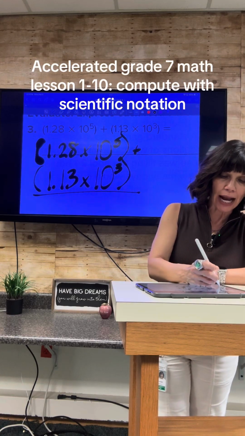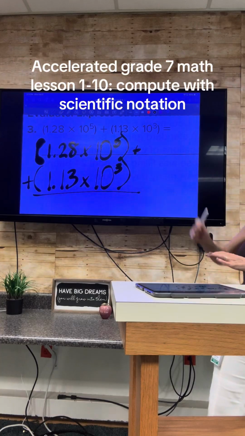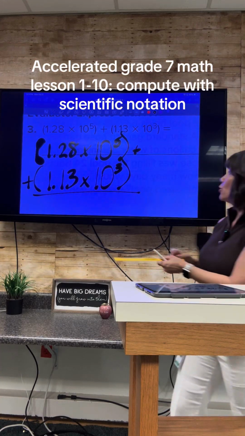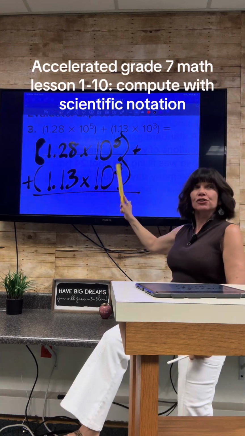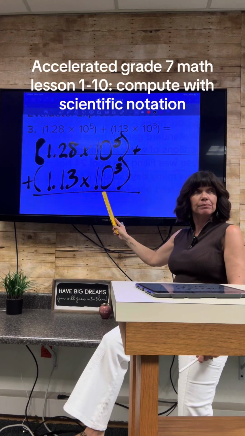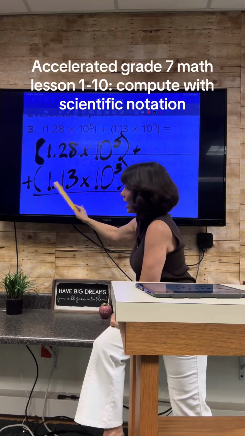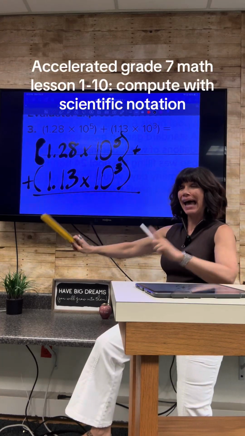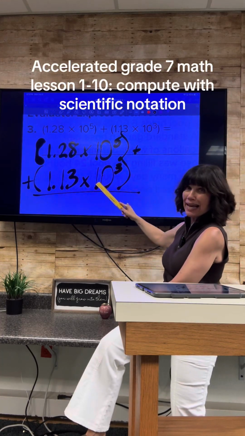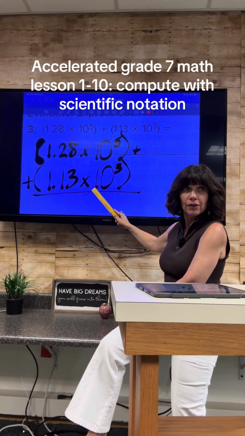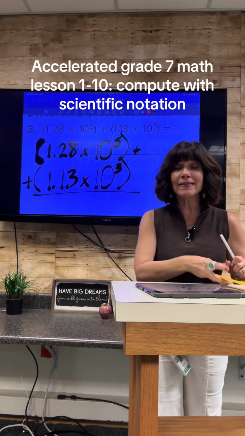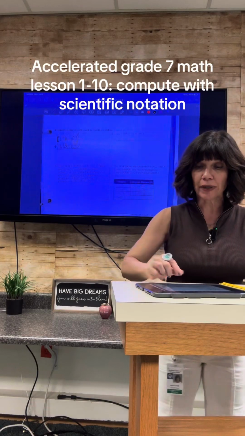When you see that you are adding them, here's what you're trying to do. I'll explain. You're trying to get these factors to be exactly the same so that you only have to add these values. But we can't do that yet because are these factors the same as each other? No.